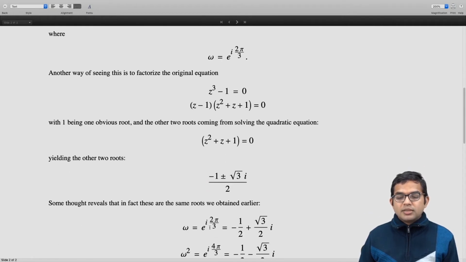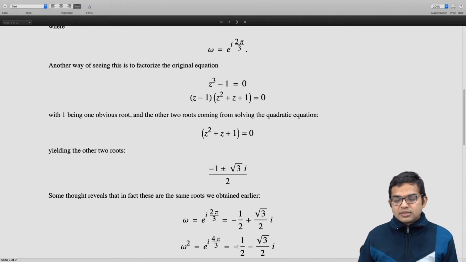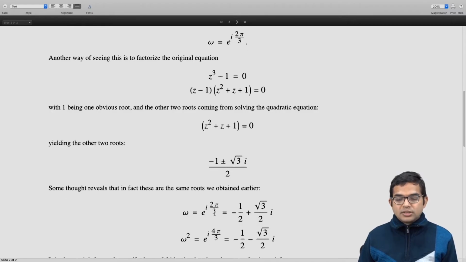In fact omega is equal to e to the i 2 pi by 3, which is equal to -1/2 plus square root 3 by 2 times i, and omega squared is e to the i 4 pi by 3, which has the same real part -1/2, but the imaginary part is minus square root of 3 by 2 instead of plus square root of 3 by 2. So this is omega and this is omega squared.